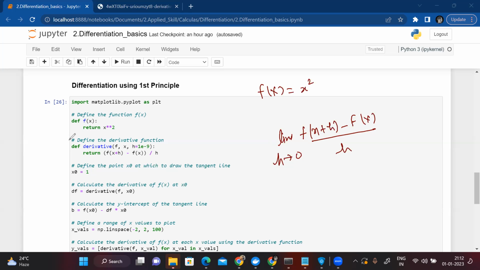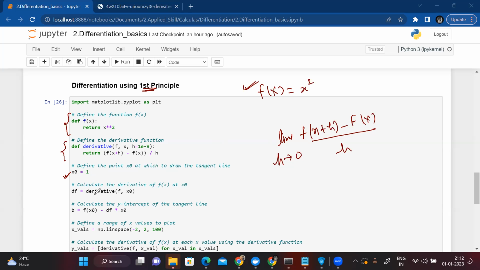So here I have written two different functions. One is just preparing your function, so that is f of x, and the other is preparing your formula for the first principle. And then you are just declaring a couple of variables, like what will be the point at which you want to draw the tangent line, and then you are computing the derivative.